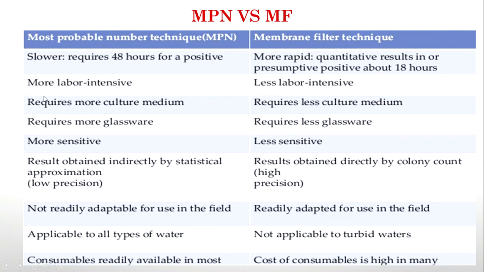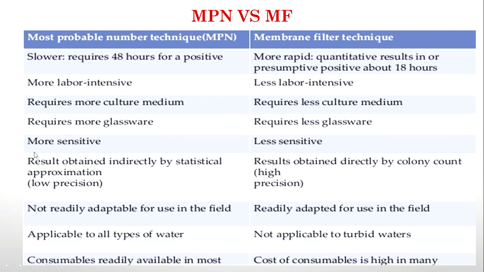MPN test is more sensitive to chemical analysis. If some quantity of chemical is changed, some particular quantities are changed, it will affect the test. Okay, that is the thing.